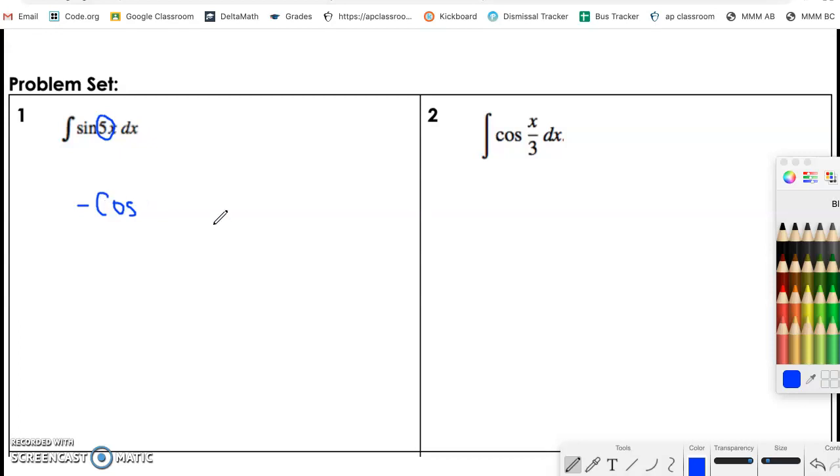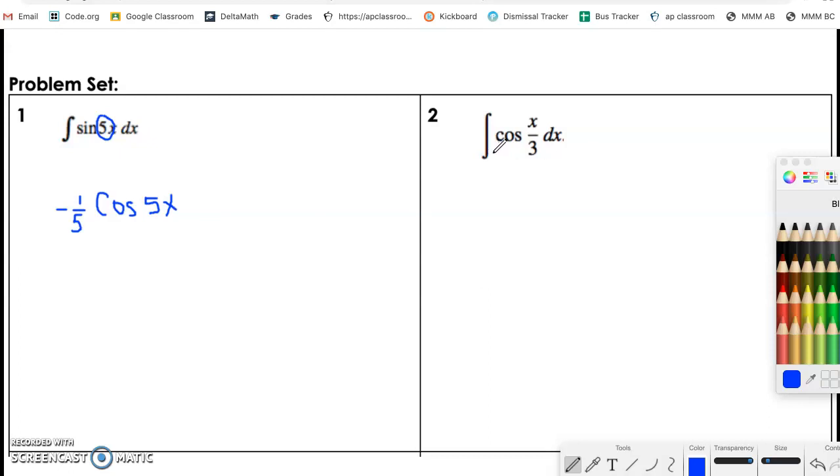And this will be 5x. And then I have to multiply in front. I'm just going to move this negative over. I have to multiply in front by the reciprocal of my constant. So negative 1/5. Sorry, not constant, coefficient. So I have to multiply in front by the reciprocal of my coefficient. So I'll have negative 1/5 cos 5x.